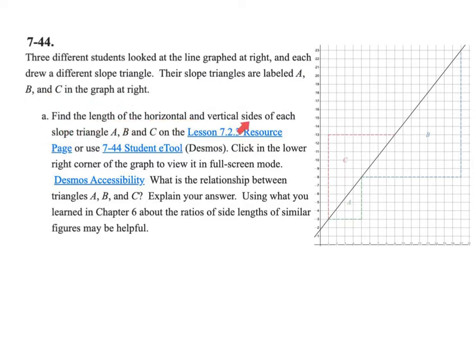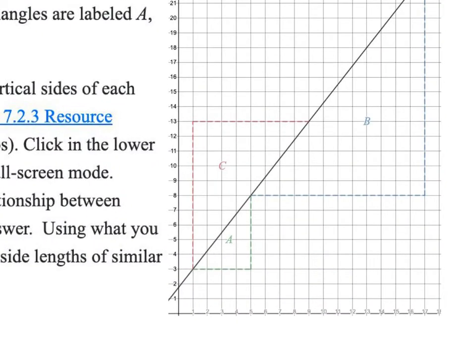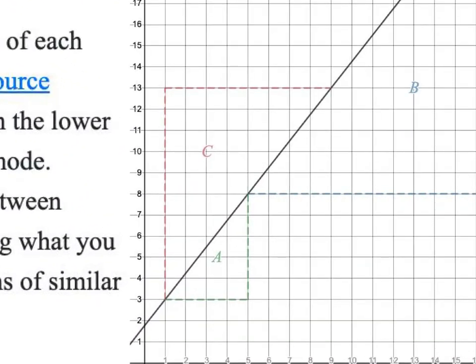Find the length of the horizontal and vertical sides of each slope triangle on the resource page, or we're just going to use the Desmos E-tool. You can click in the lower right to make it full screen. So let's just first find the horizontal and vertical sides of each of the slope triangles. So we're just going to go, and let's start with the triangle C here. It looks like we're just going to count these up.